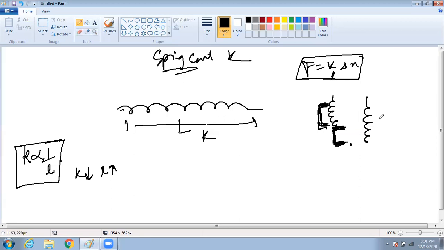Now you pulled it, now the K is changed. Now if you want to extend further, the elongation will be measured from here only, not from here, correct? Understood? So your spring constant will depend on the length of the spring.